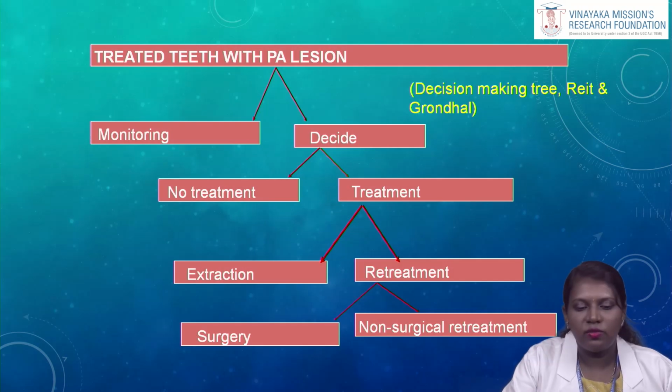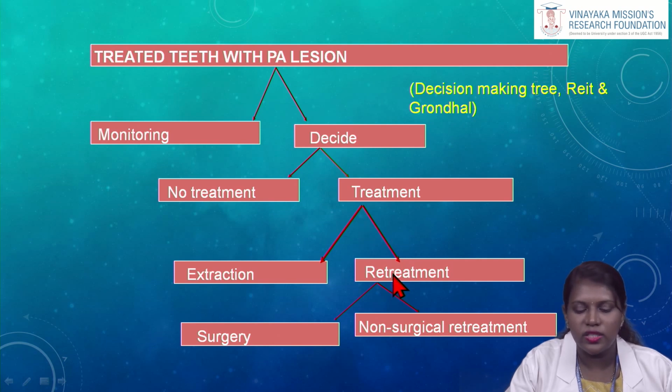So when we are treating teeth with a periapical lesion, we have a decision-making tree which is regulated by RITs. First, we have to monitor and then decide. In monitoring cases, we leave the teeth as such and do not treat them, and we wait over a period of time to see the prognosis or the condition, which can be exaggerated. In decision making, we have a no-treatment option, and next we can go for a treatment option. In treatment, we have an extraction option and a retreatment option.